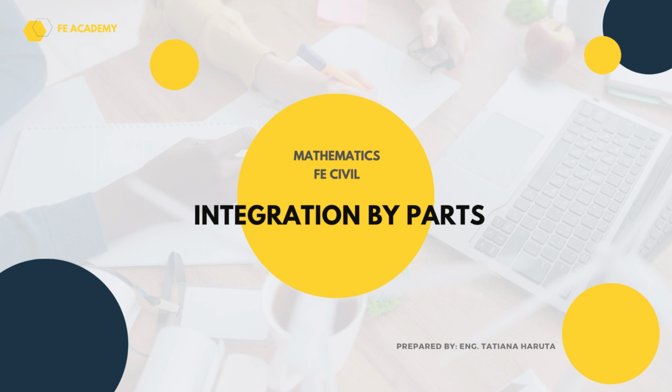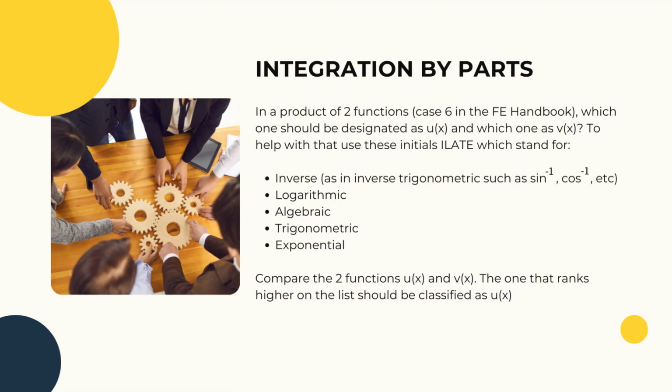Now let's talk about integration by parts. You use integration by parts when you have an integral of a product of two functions. In the FE Handbook, this is case number 6. So in order to solve this, you have to know which function should be designated as u and which should be designated as v. To help with that, use these initials, remember them, ILATE, ILATE, which stand for I, inverse trigonometric, such as sine to the minus 1, cosine to the minus 1, L, logarithmic, A, algebraic, T, trigonometric, E, exponential.